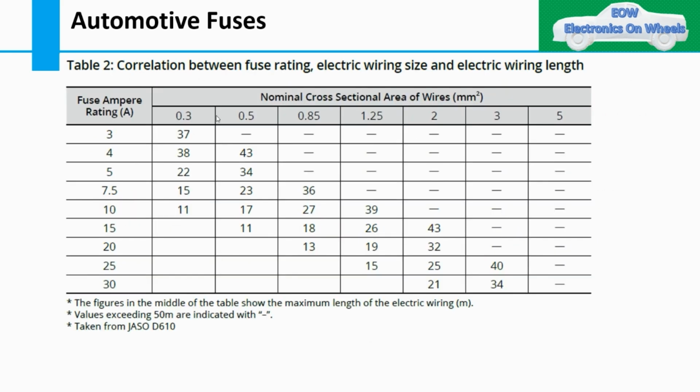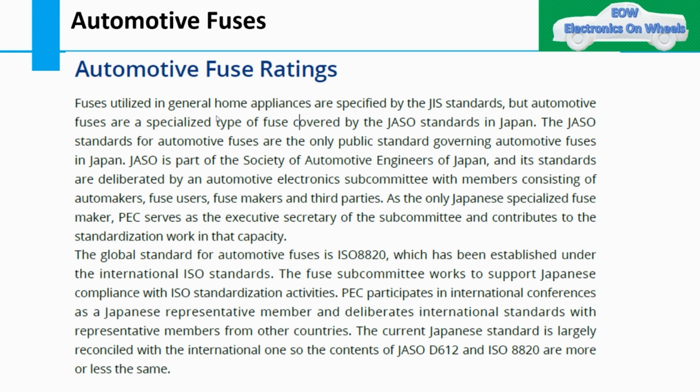These are the factors: ambient temperature, fusing current, maximum current resistance, selection of smallest wire size. Then this is the table which we have already discussed. Then automotive fuse rating, the standards which we are using, which I already told you: ISO 8820, sorry, JASO D612, and SAE J 7022.